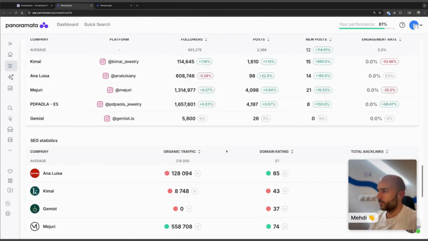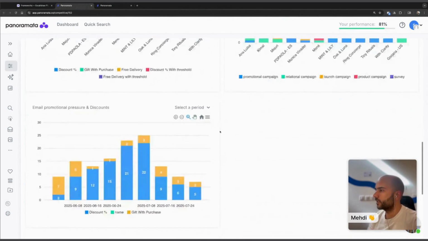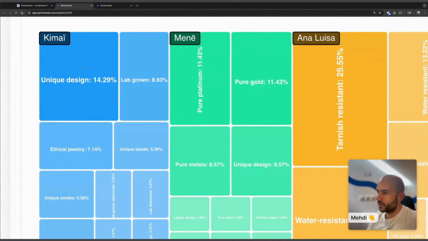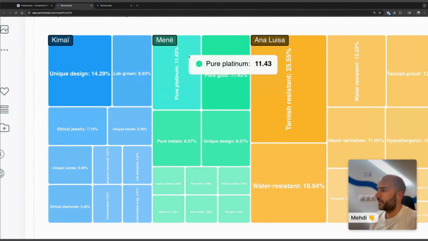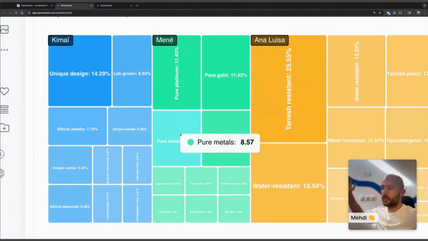Same thing with the social, same thing with the SEO as well. Something that's quite helpful when it comes to competitive analysis, and that for me is a matrix on its own. So here you can track again recent promotions, which kind of promotion. The main graph that I wanted to share here is this USP tree map, where you can see the main proposition values your competitors are using for most of the companies on the platform right away and compare their main proposition values. You can see that Kima is heavily invested in unique design, where Mene is on the purity of the material that they're using.